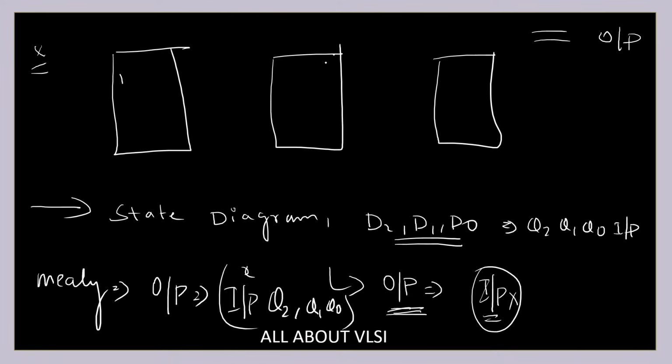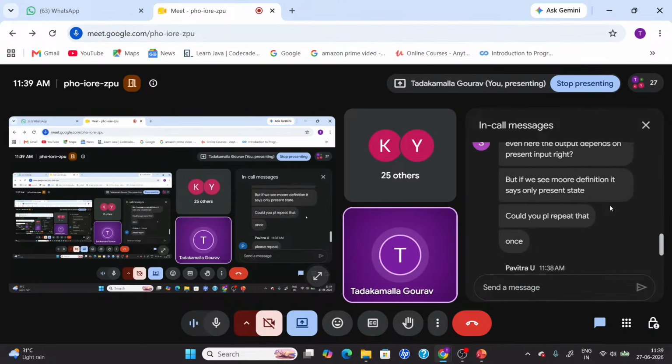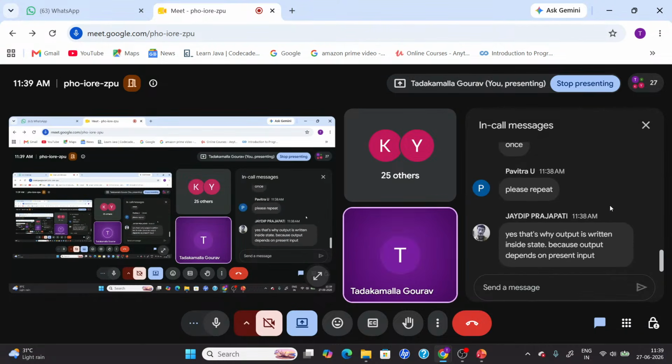Okay. So how to develop a Mealy state diagram, how to develop a Mealy logic diagram and a Moore logic diagram, and how exactly they differ, I've already conducted a workshop. Once you can check it out. Exactly correct. Is it clear for Pavitra and Shashank?